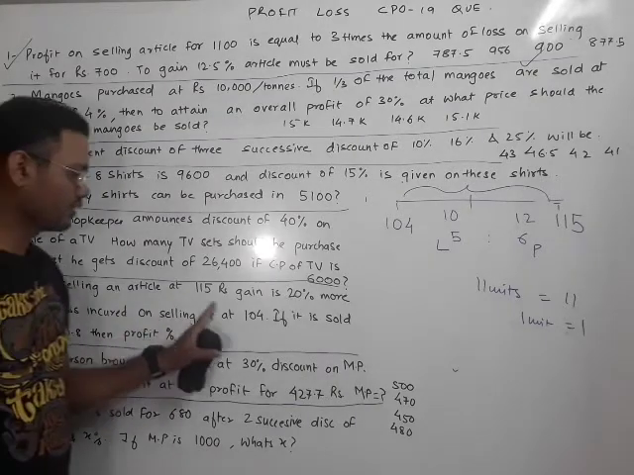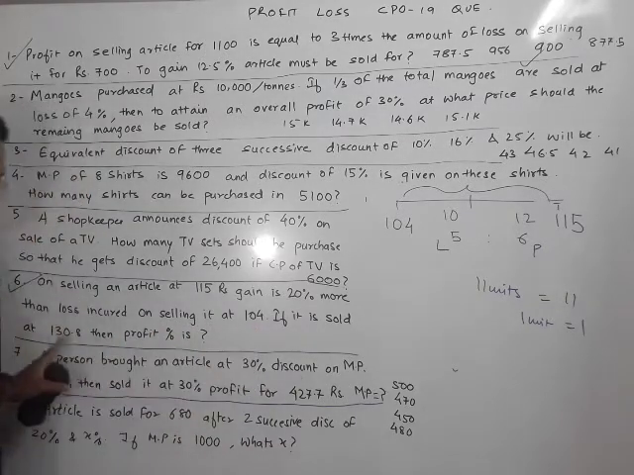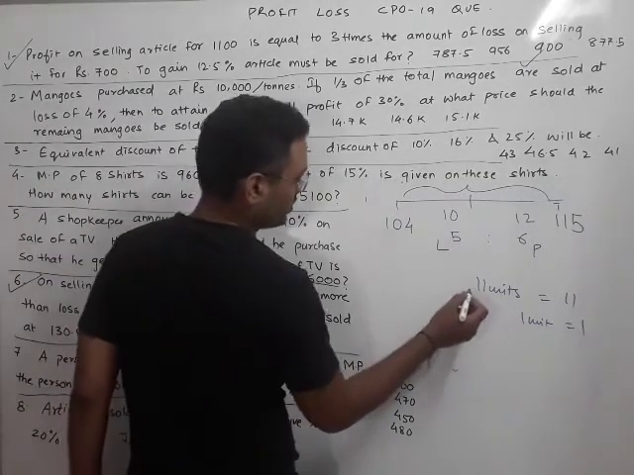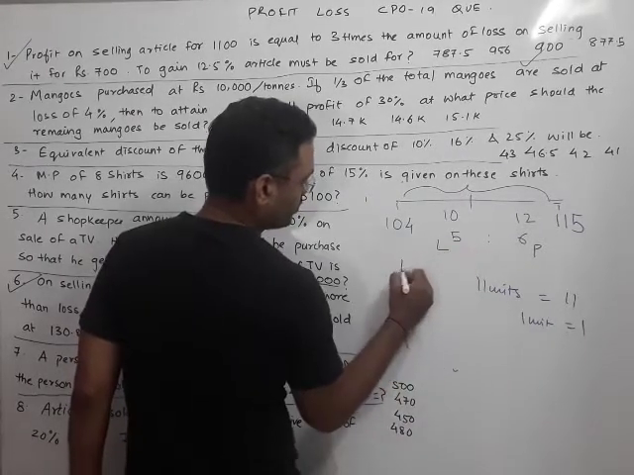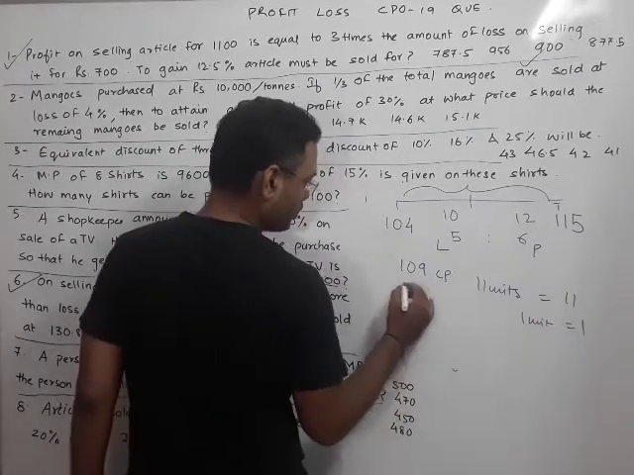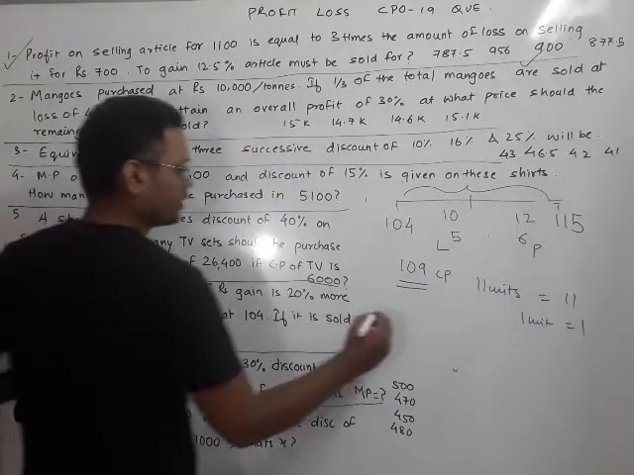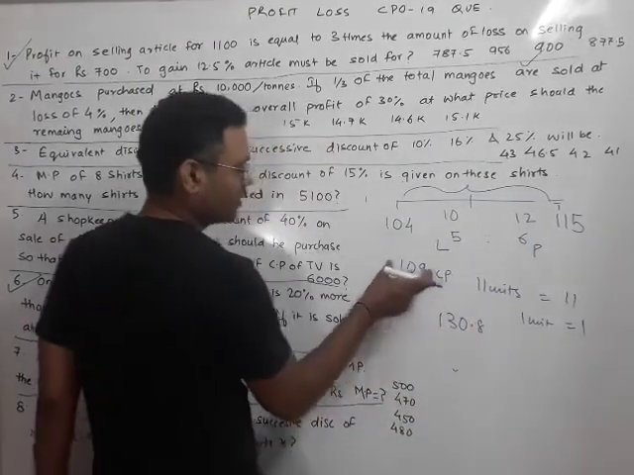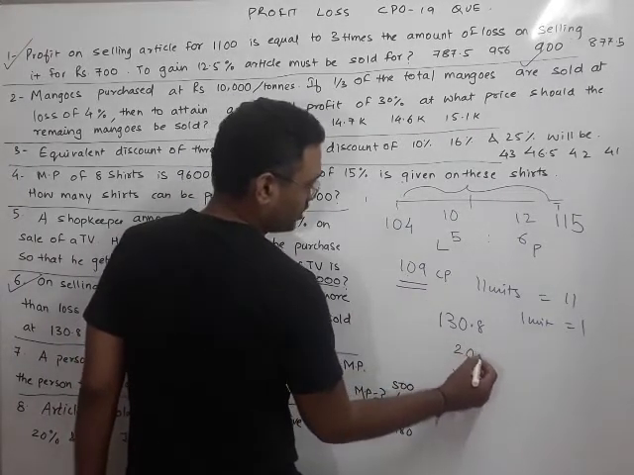On selling an article at 115, gain is 20% more than loss incurred on selling an article at 104. If it is sold at 130.8, then profit is how much? So what is my cost price then? So 5 rupees added to this, 1 unit is 1, so 5 means 109 is my CP. Okay, now we are saying the article which is 109 is sold at 130.8. What is the profit percent? 109 rupees sold at this much. So how much is it?